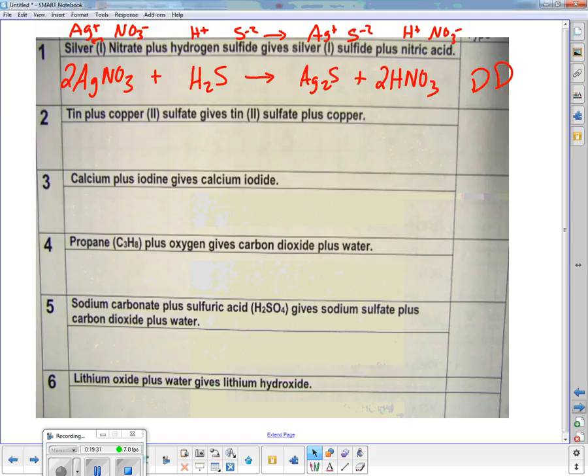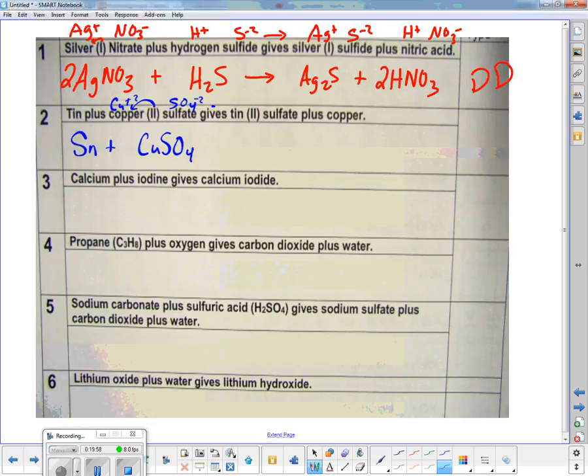So we're good. So going down to the next one, I'm actually going to grab a smaller pen. There we go. So this is Sn, and it's just the element. Plus copper plus 2, so Cu plus 2. Sulfate is SO4 with -2. Plus 2, minus 2, smash them together. Gives arrow.